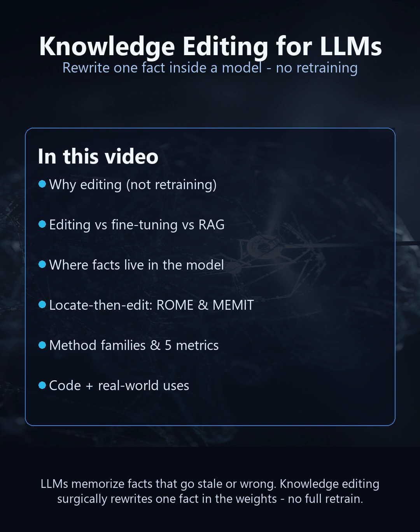Large language models memorize millions of facts during training, but facts change and some are simply wrong. Retraining a giant model to fix one fact is absurdly expensive. Knowledge editing is a surgical alternative. It rewrites a single fact directly inside the model's weights in seconds, without touching everything else.